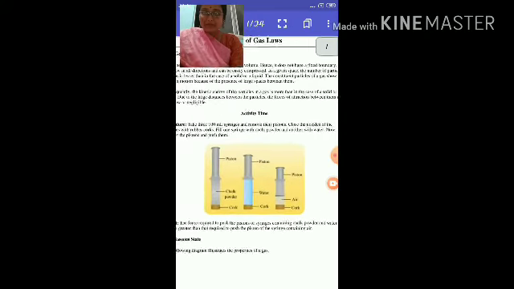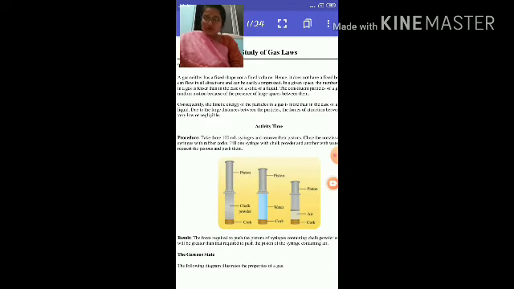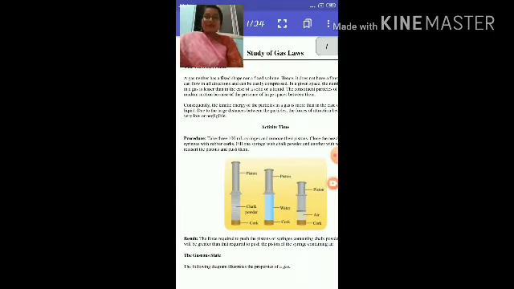Now it's activity time. I'm very sorry to say that at present I don't have the practical equipment to carry out this experiment. So sorry, students. In the near future I will definitely arrange these items, but nowadays all things are becoming virtual, so why not apply it in studying chemistry. So definitely we are trying to do our best to gift you the best thing. Just enjoy this class. It's activity time.